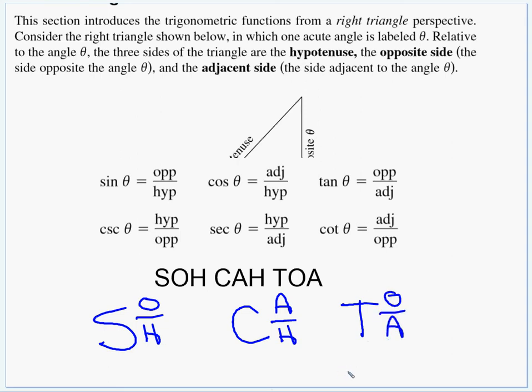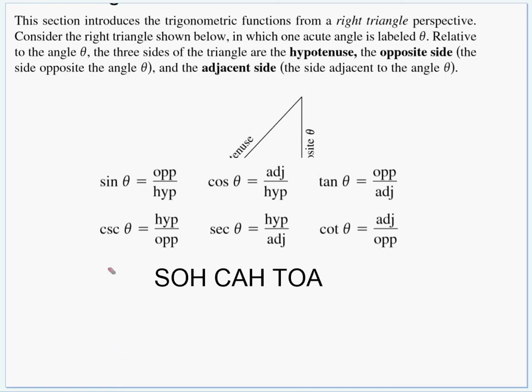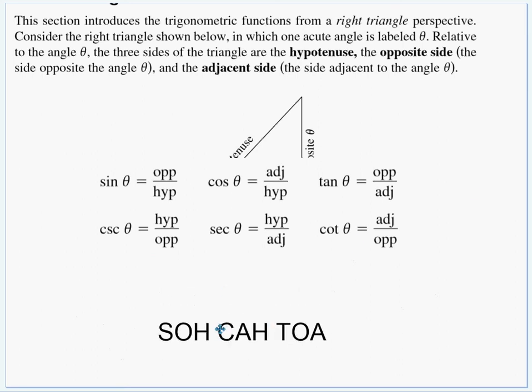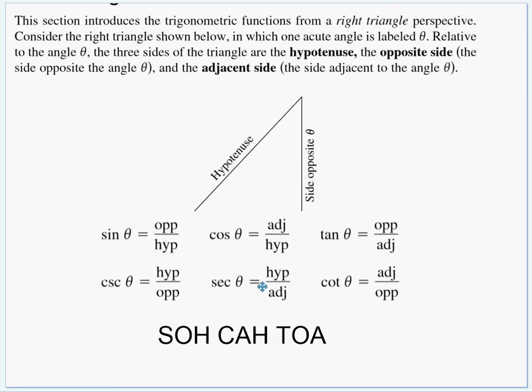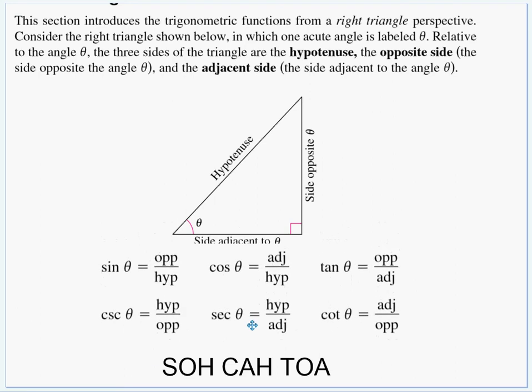And a little mnemonic to memorize this: Some old hippie came a-hoppin' through our apartment. Some old hippie came a-hoppin' through our apartment will help you memorize the 6 trig ratios. And then if you know how to flip them over, you'll get the other 3 for a total of 6.